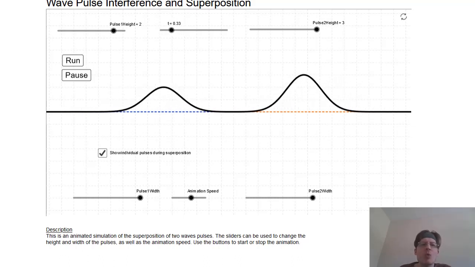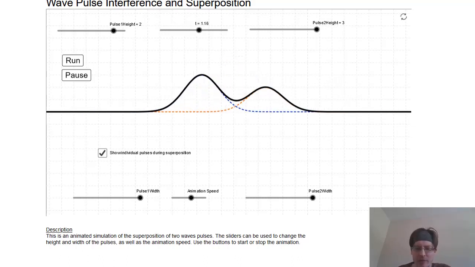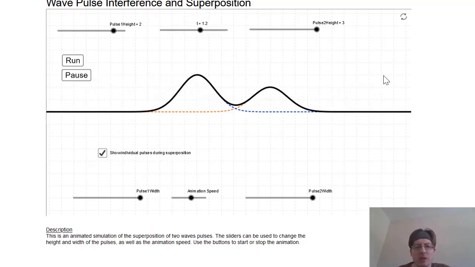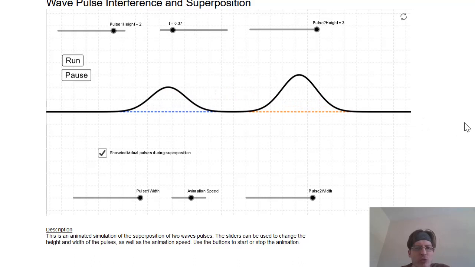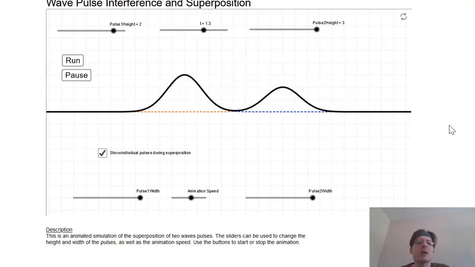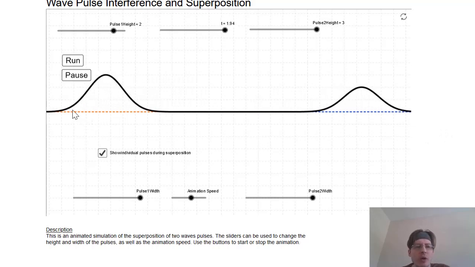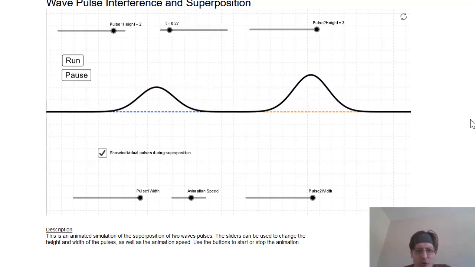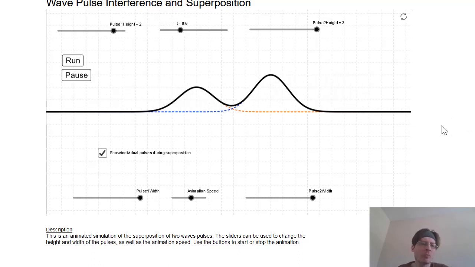Chapter 18 is all about what happens when you add waves together. What does happen when you add waves together? Well, the animation shows us essentially you just add the two wave functions up. Two waves on a string meet. You've got a pulse, a red pulse combined with a blue pulse. The resultant pulse is just y1 plus y2.